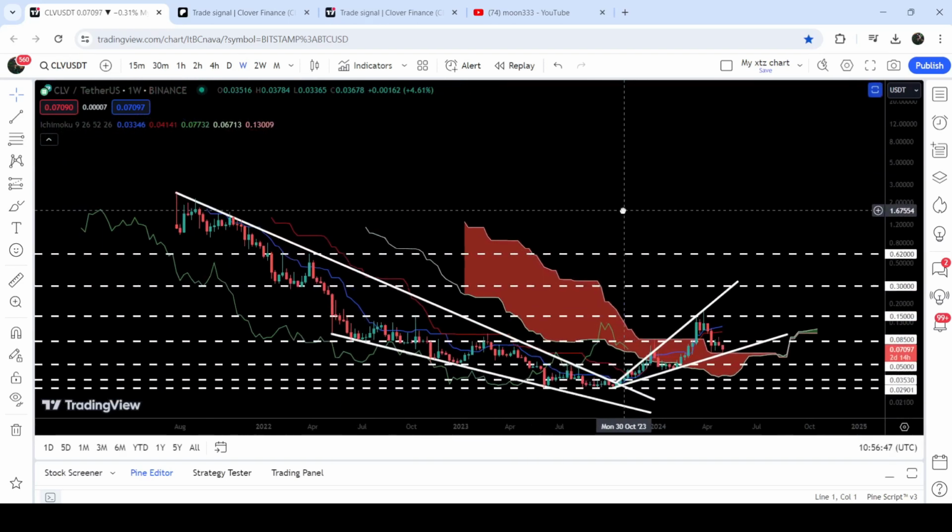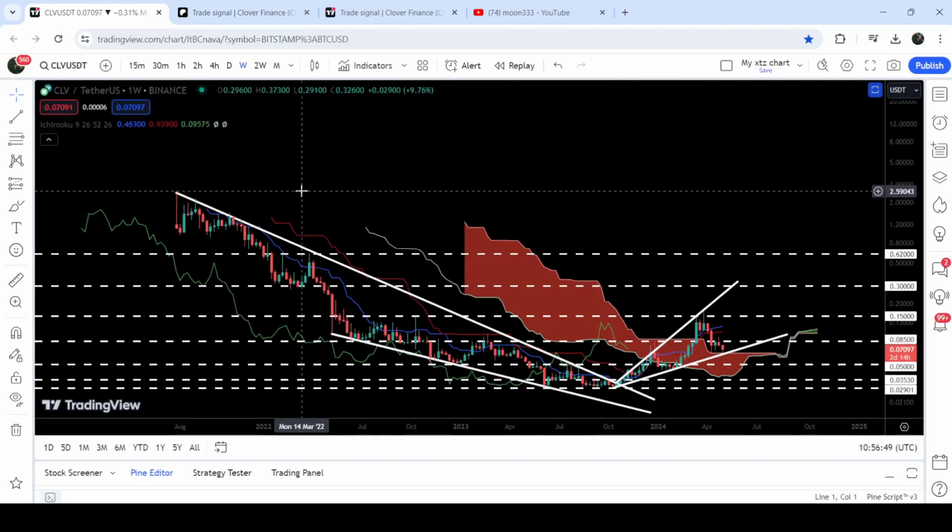Now, if we take a look at the final target for this very huge breakout from this big falling wedge pattern, that is here at the top of the wedge. That can be between $2.60 to $3. So this was the update so far.